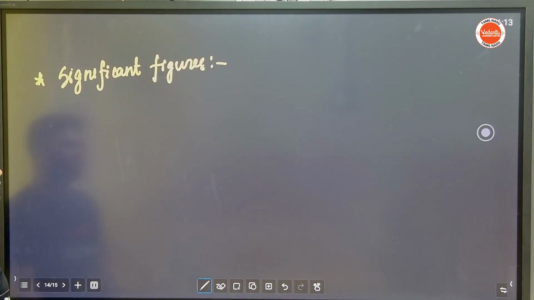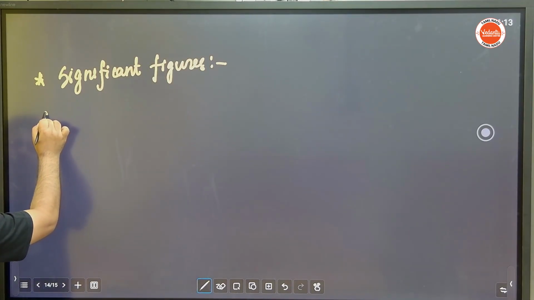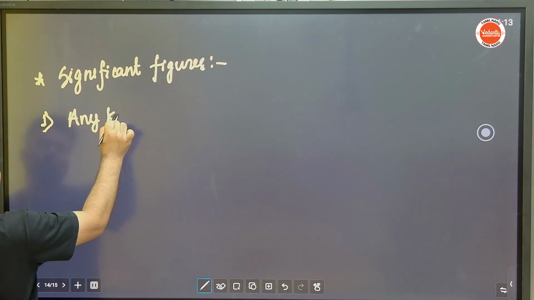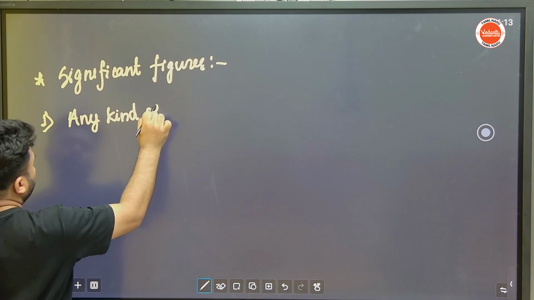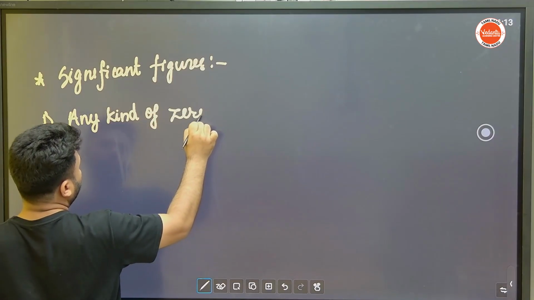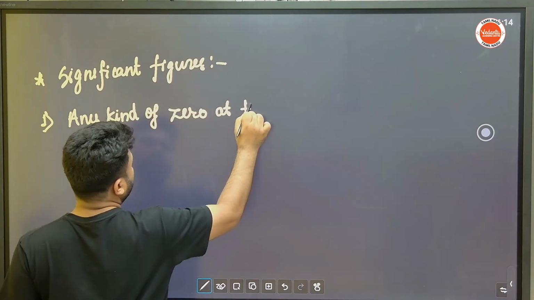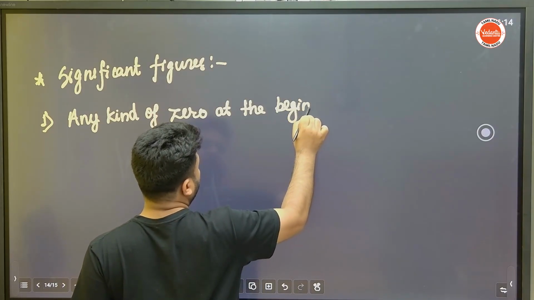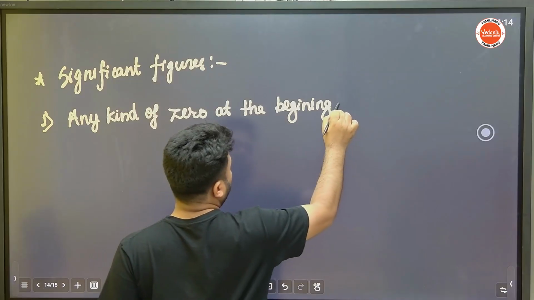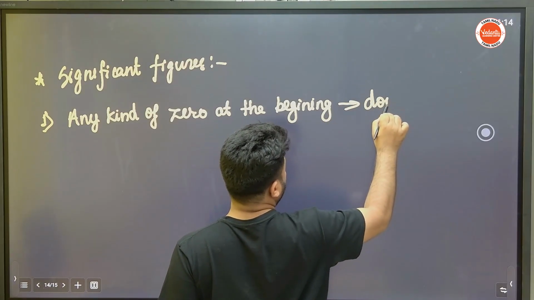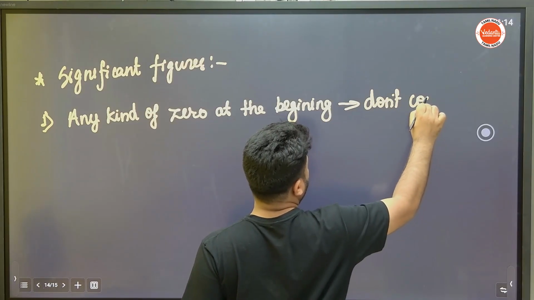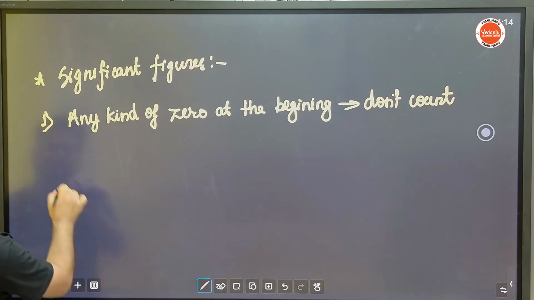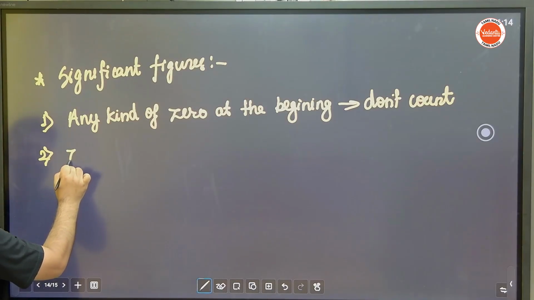See, in significant figures, always remember 2 points. Any kind of zero at the beginning, if you see, don't count in significant figures. Don't count them in significant figures. I will give example.